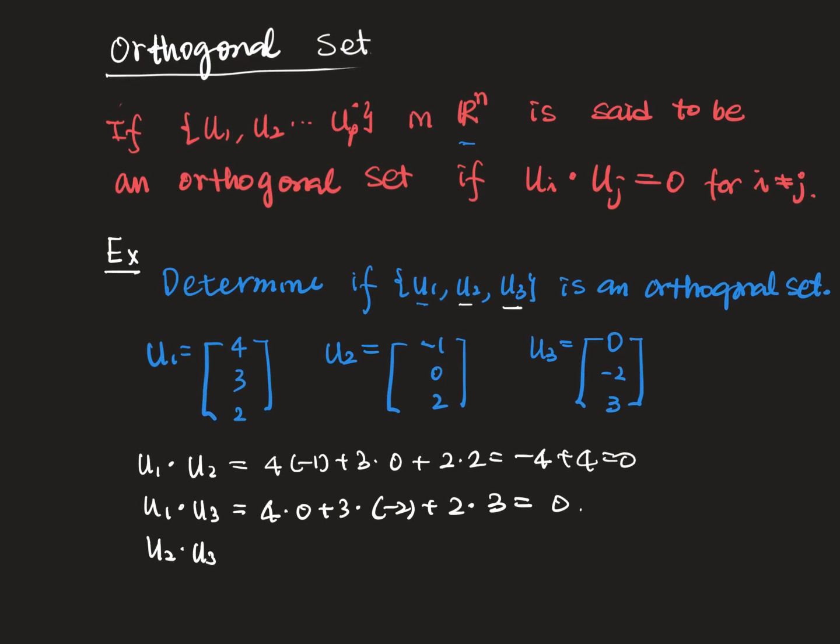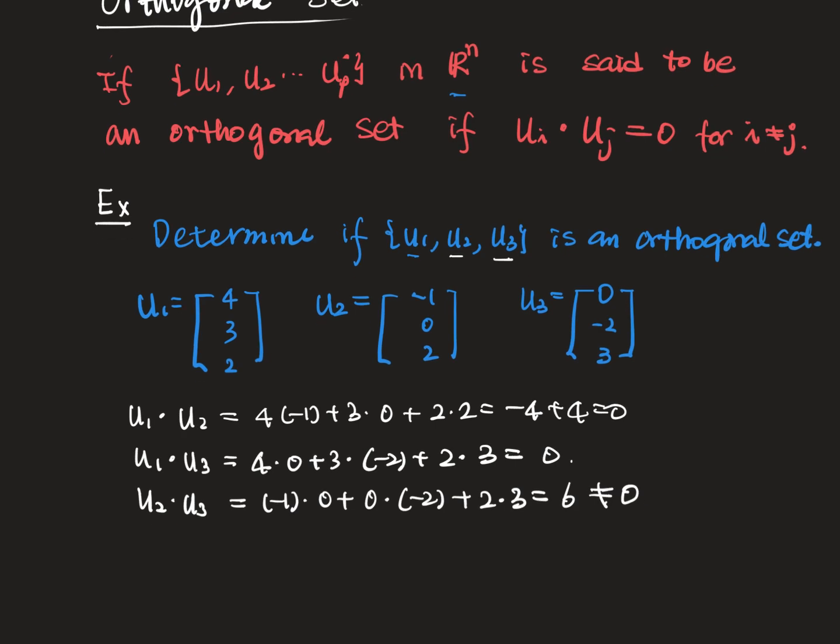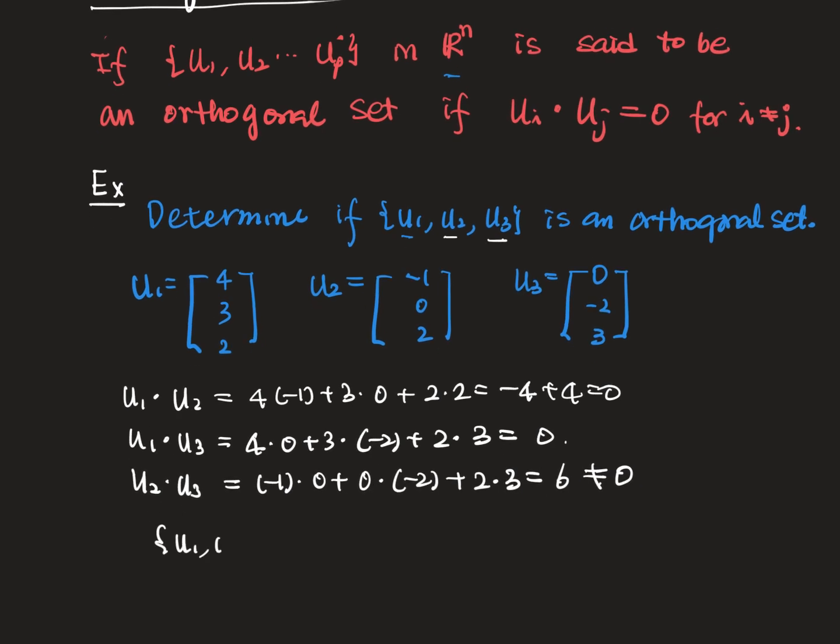That's going to be orthogonal. u2, u3: negative 1 times 0, 0 times negative 2, 2 times 3, that's going to be 6. This is not 0. So u1, u2, u3 is not an orthogonal set. That's how you find it. Simply, we collect all the vectors which are orthogonal to each other.